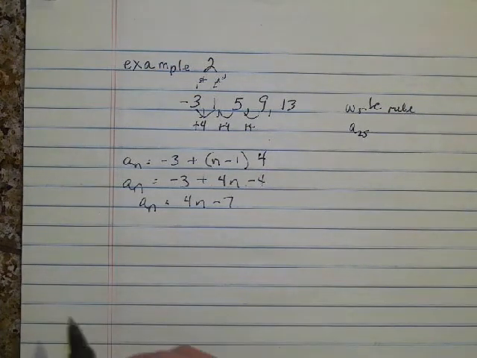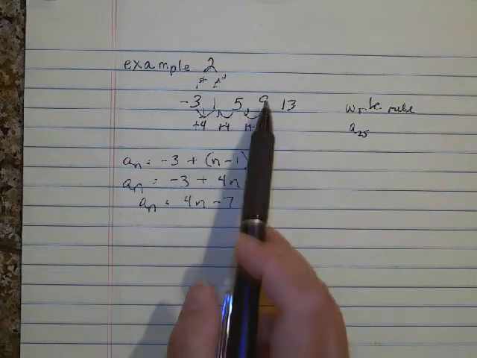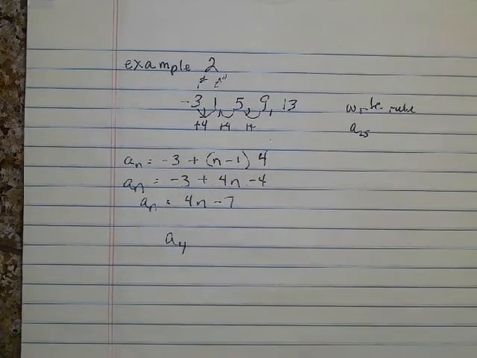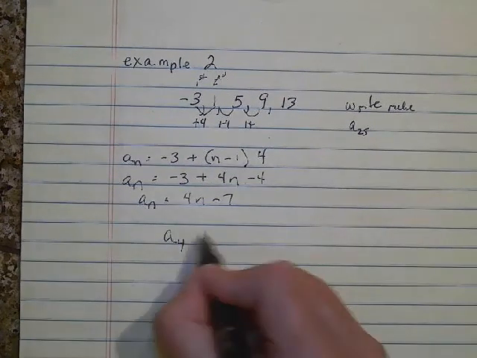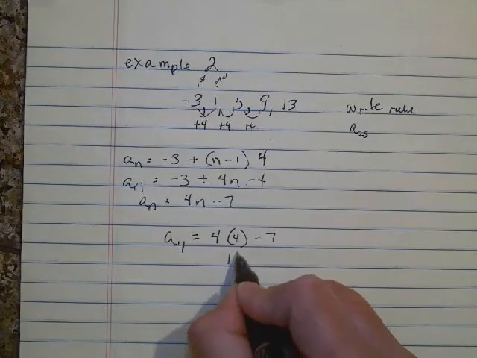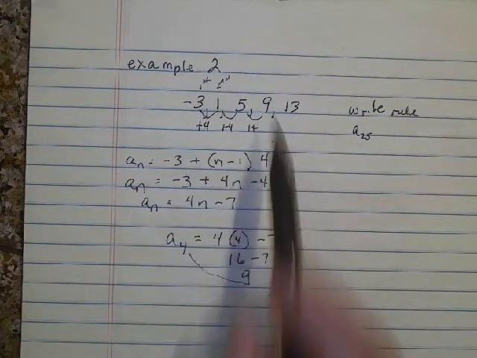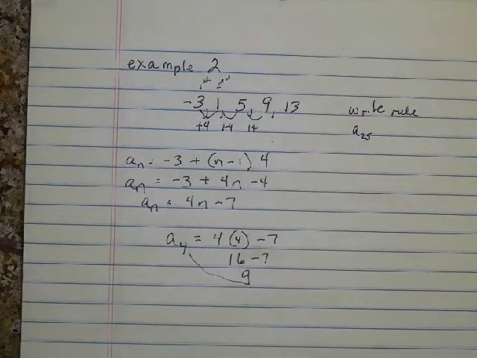And once I get my rule, I like to just check and see if it's right. I'm going to go over here and try the 4th term. If I put 4 in for n, I would get 16 minus 7, which is 9. And that's true. The 4th term is 9, so I know that I have a good rule.